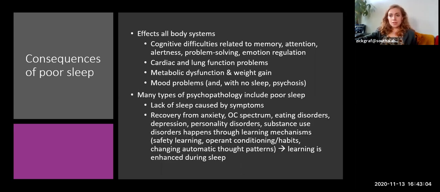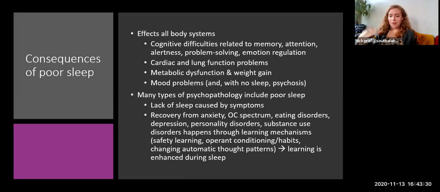There's also a relationship between poor sleep and psychopathology, both because a lack of sleep can be caused by the symptoms of something like anxiety or depression, just like overthinking things, being really anxious, being really upset or aroused before sleep because of anxiety, or ruminating and having a lot of negative, depressing thoughts before sleep can also interfere. But also, this is kind of a vicious cycle because poor sleep can also inhibit recovery from these disorders.